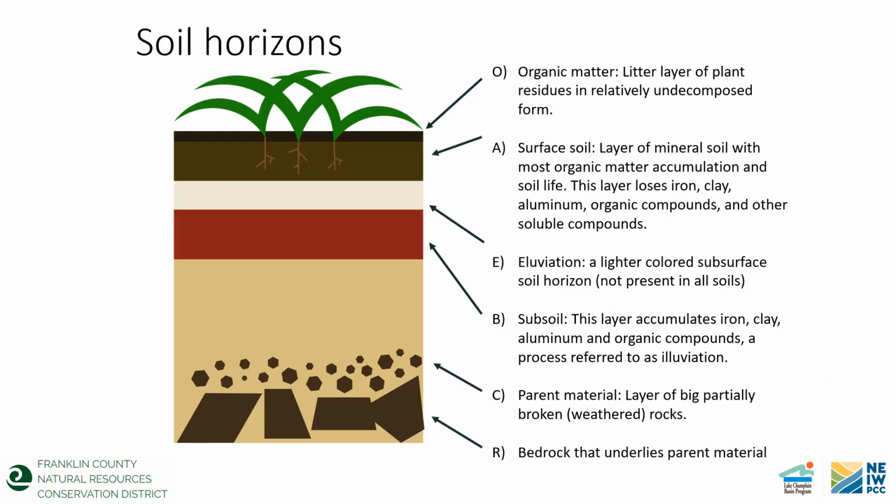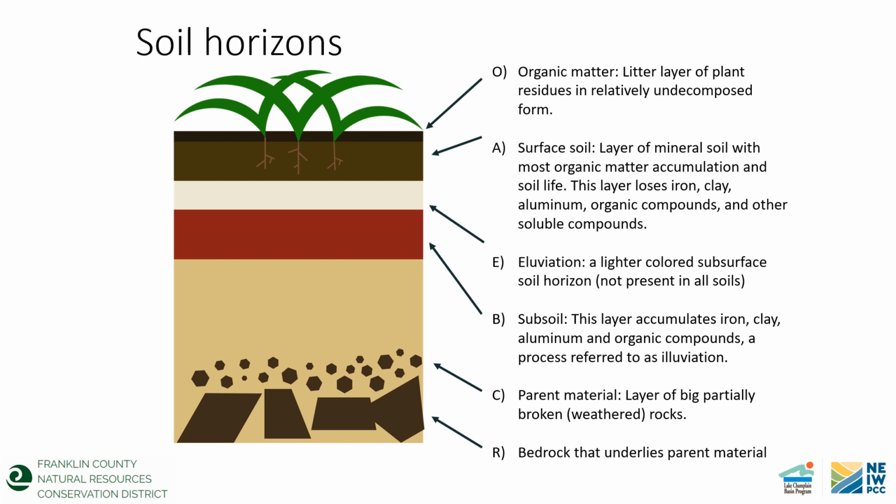As these processes of addition, loss, transformation, and transportation change a soil, the soil will develop distinct horizontal layers. We call these layers horizons, and they can be differentiated from each other by differences in color, texture, structure, and other soil properties. We're going to get into these soil properties in the next lecture. The main soil horizons are the O, A, E, B, and C horizons, and not all soils are going to have all of these horizons.